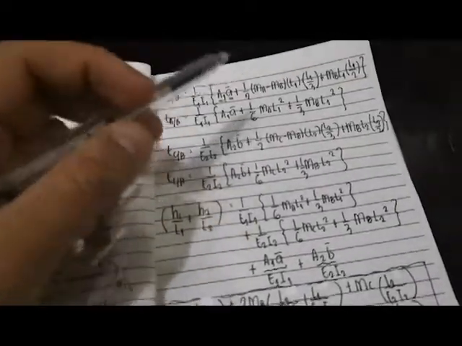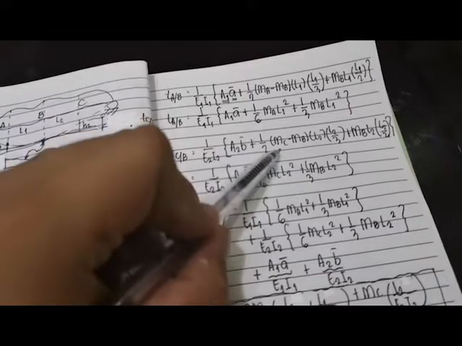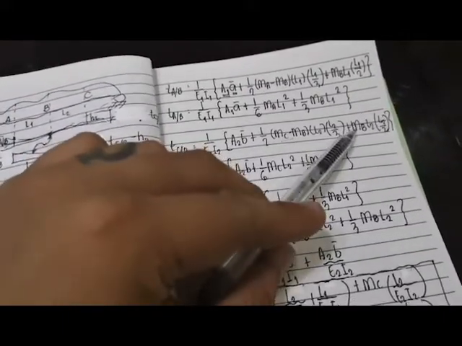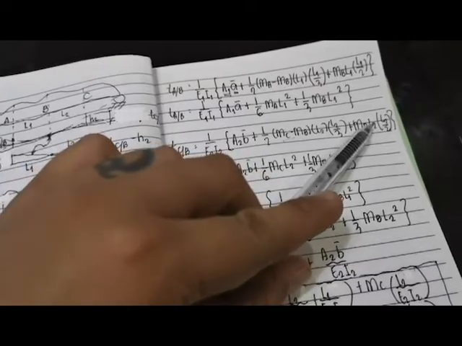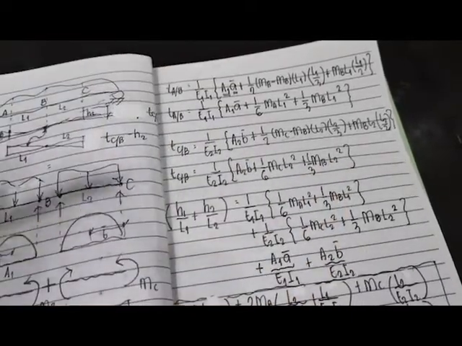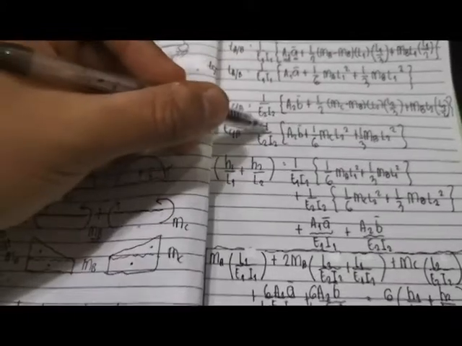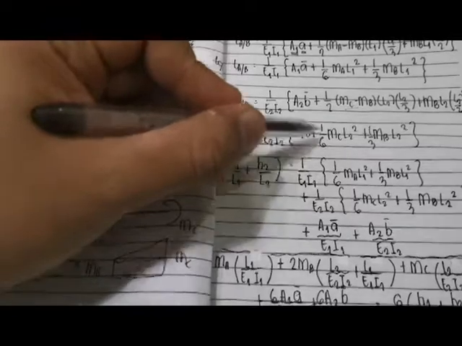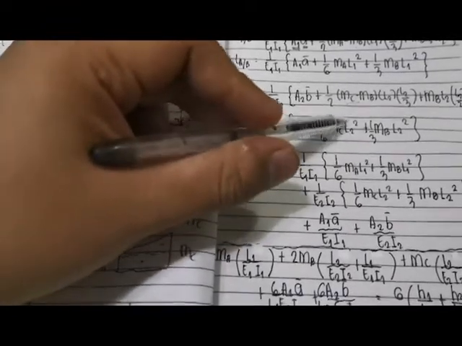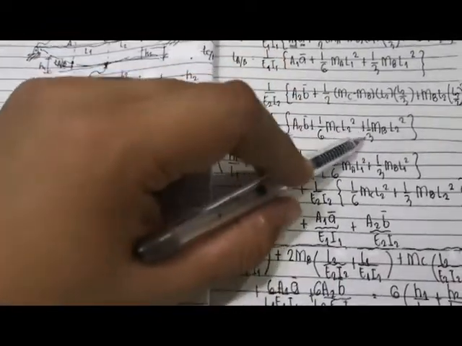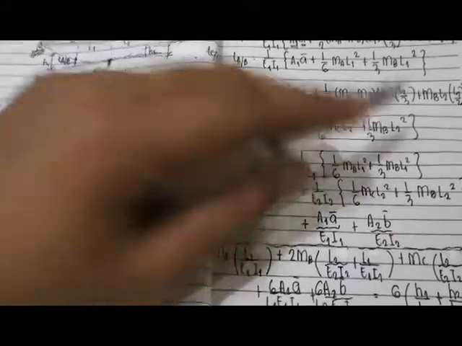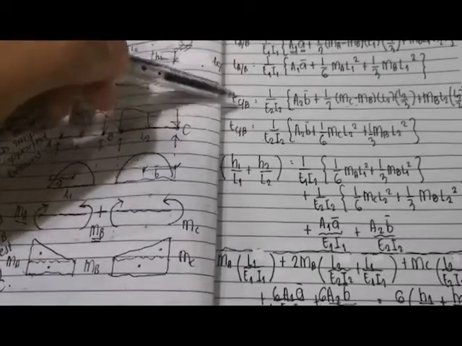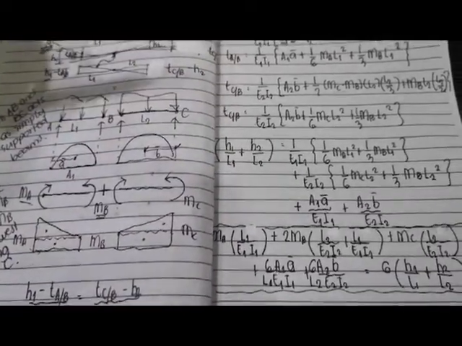So M sub C minus M sub B times L2 over 3 plus MB L2 times L2 over 2. And if we combine all of them together, 1 over E2I2 is equal to A2 B plus 1/6 MC L2 squared plus 1/3 MB L2 squared. So we already have our tangential deviations.